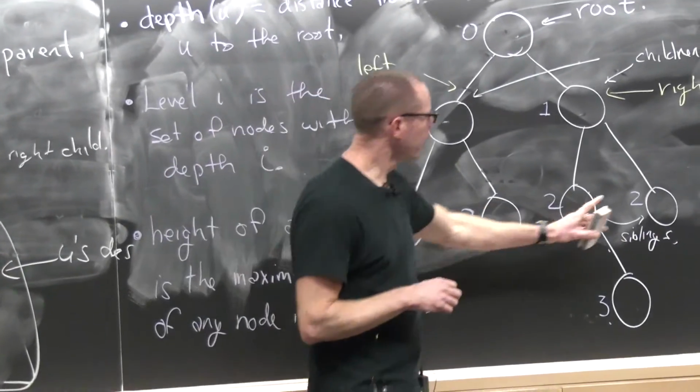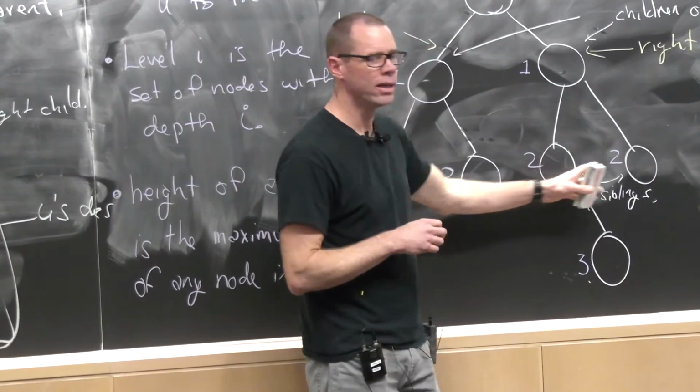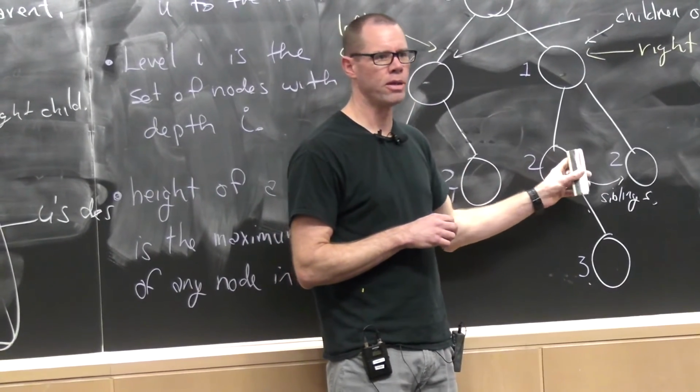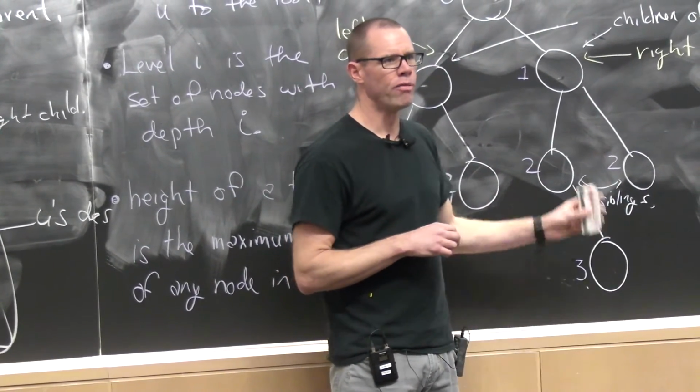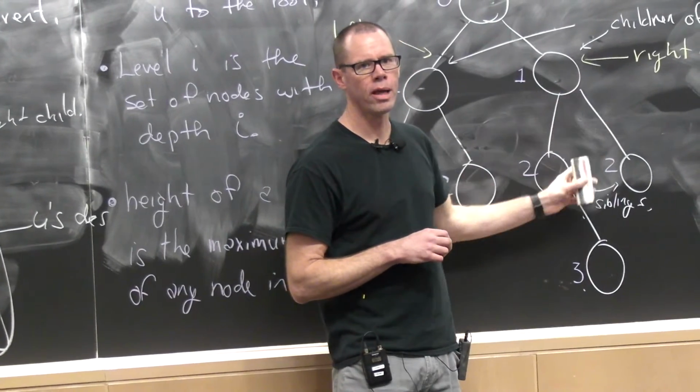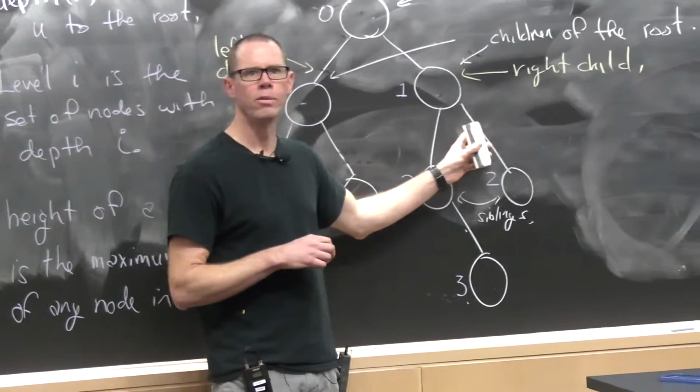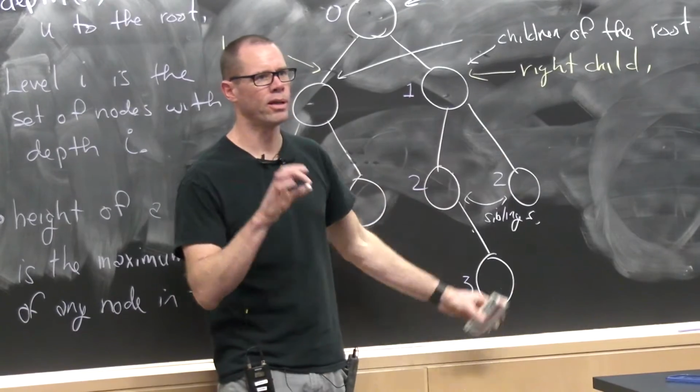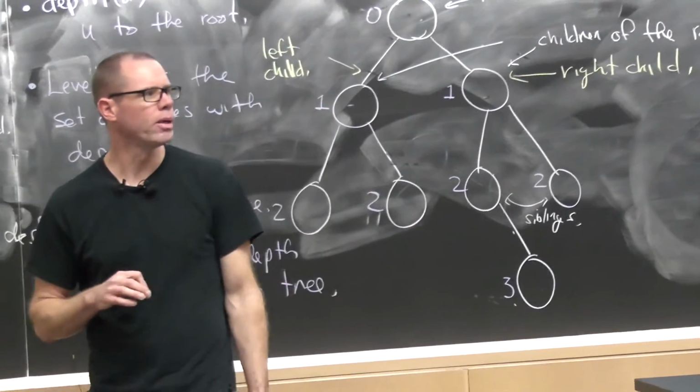Programmatically, it is a little bit annoying sometimes to find your sibling because the only way to find your sibling is to go through your parent, and then your parent has 2 of them and you want the one that's not you, so it's actually a little bit annoying to write the code for that, but it's doable.